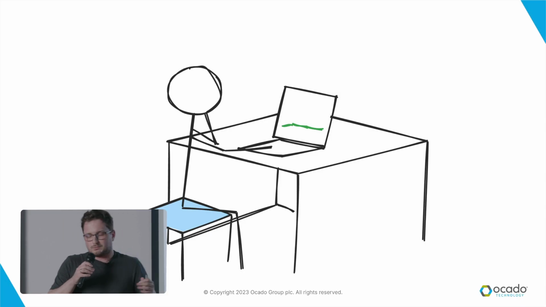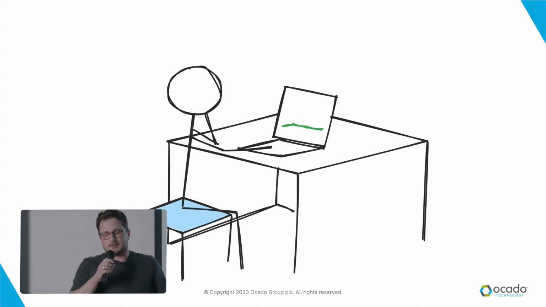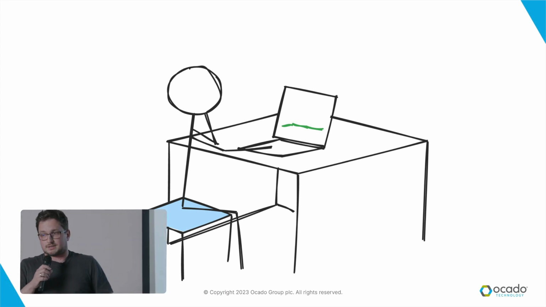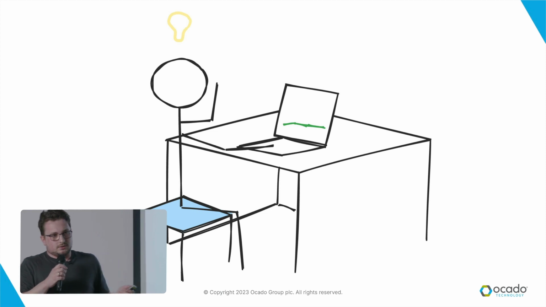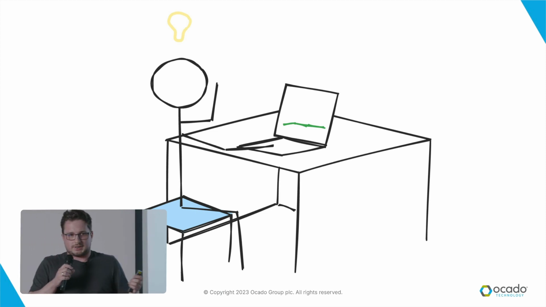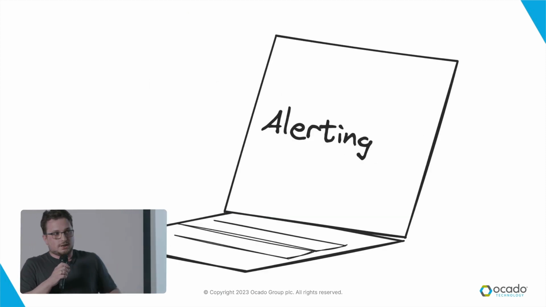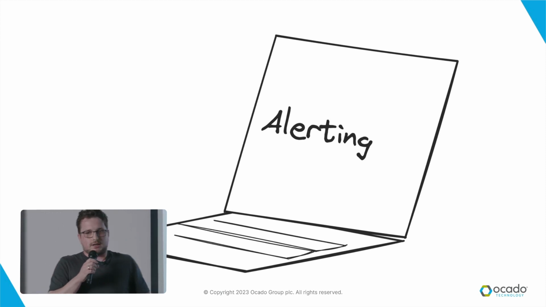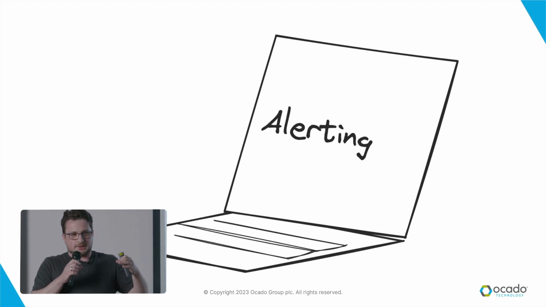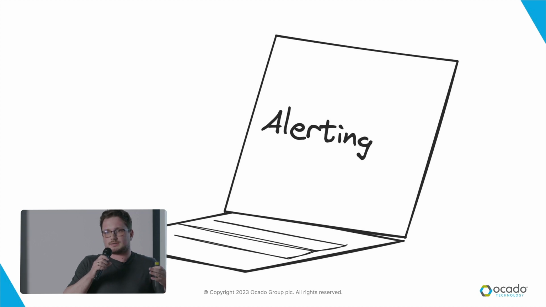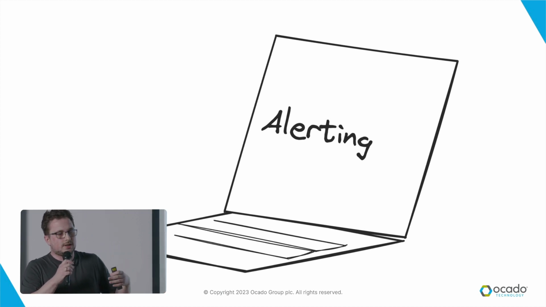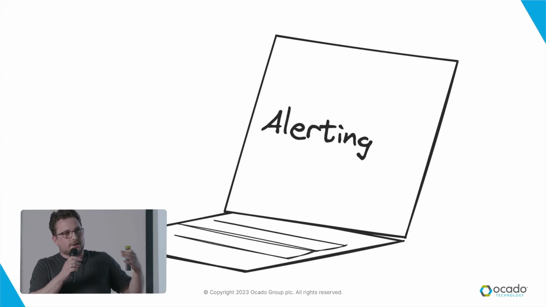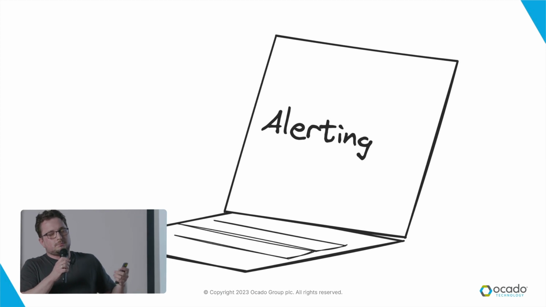It's a terrible waste of time. So he had an idea: there has to be an answer. And he actually started Googling, or maybe asking ChatGPT, what he can do about it. And he learned about alerting. He learned that you can set up some thresholds that, when broken, you will be notified.